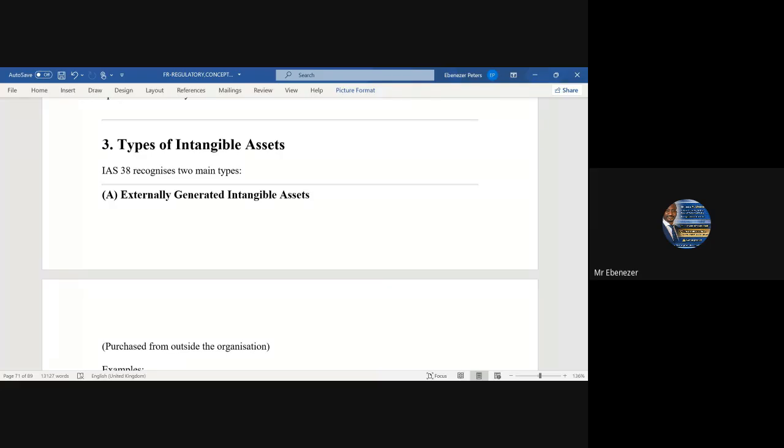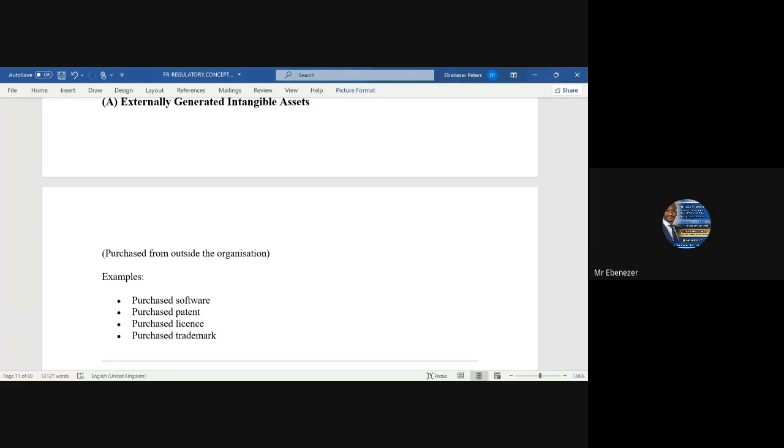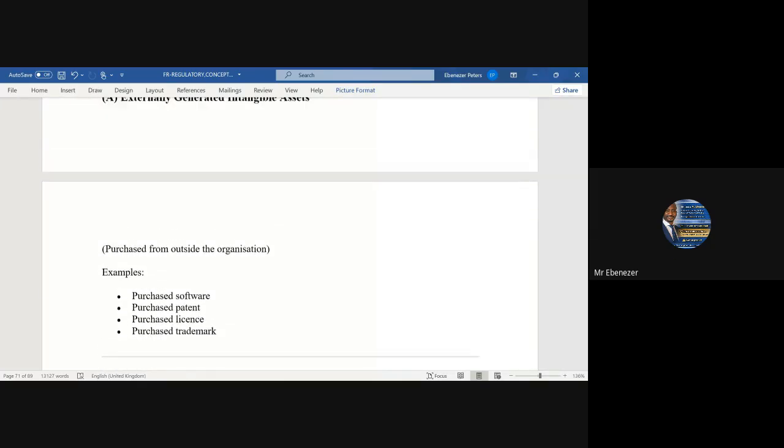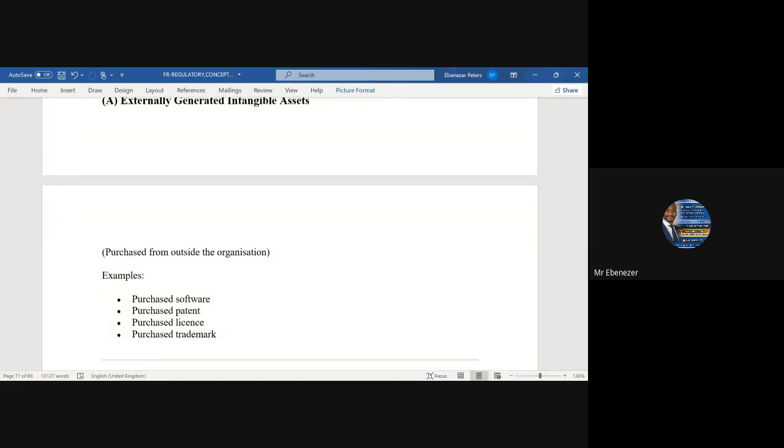Externally generated intangible assets are assets that are purchased outside of an organization. That is to say, they are purchased by an entity. Examples are software that you purchase, patent rights that you purchase, licenses that you purchase, or trademarks that are purchased. All of these are examples of externally generated intangible assets. In other words, you do not generate them within your operations. They usually come by you paying for them. For instance, the software that is being used in the bank, I think we have Bank One and the likes.